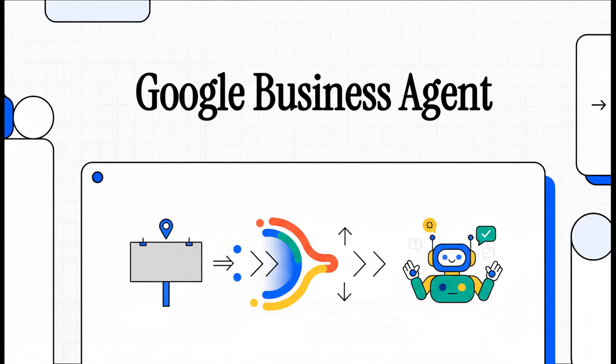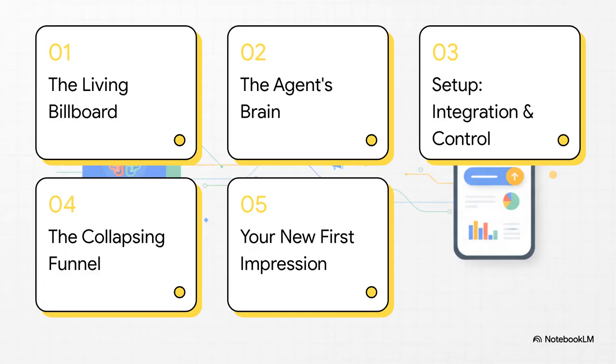Well, that's exactly what's happening. We are talking about the Google Business Agent, your very own AI sales associate that lives right inside your search listing. So how does this all work? And more importantly, how do you control it?